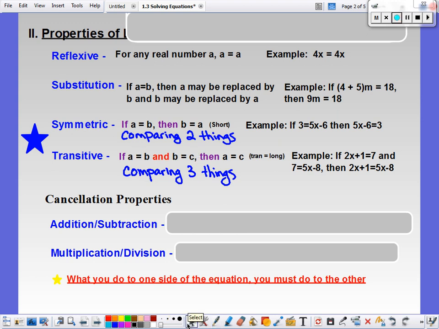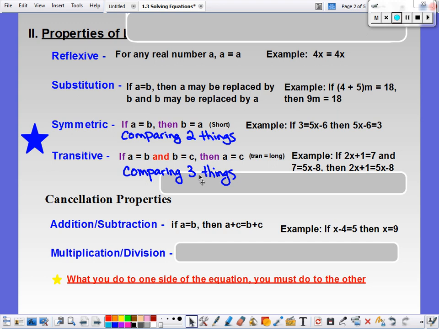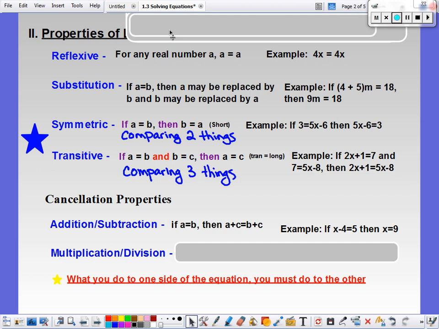The last two we'll take a look at is what I'm going to refer to a lot of times as cancellation properties. In Algebra 2, a lot of times they're called the addition or subtraction property of equality or the multiplication division property of equality. And so the addition subtraction property of equality simply says if A equals B, then A plus C equals B plus C. Or you can do subtraction as well and say A minus C is equal to B minus C. So that's where they both come into play.